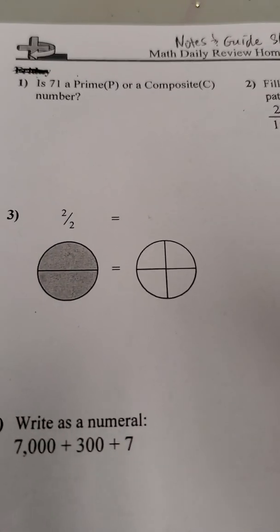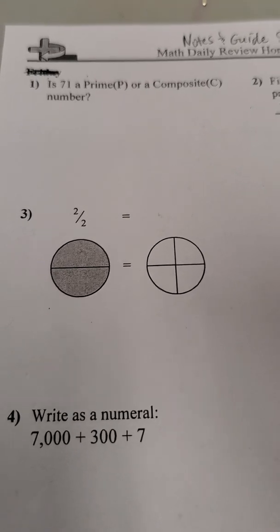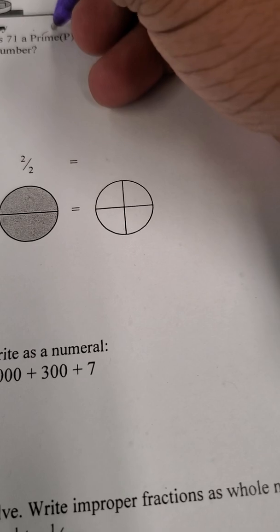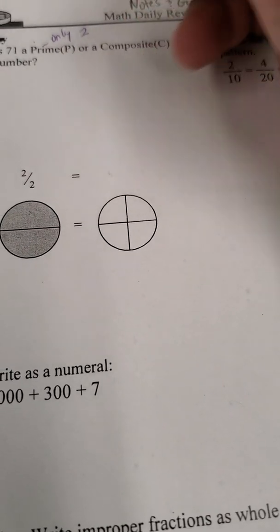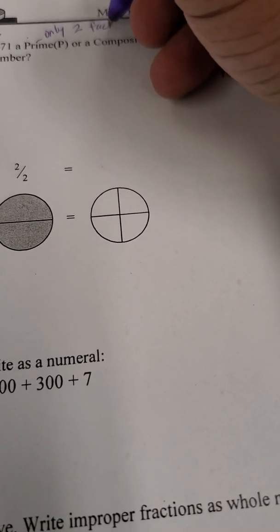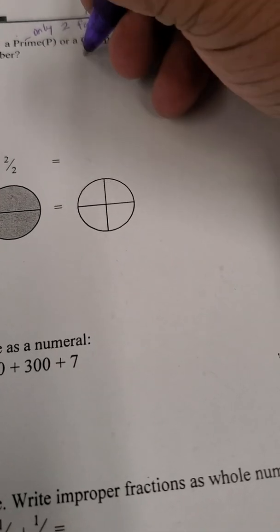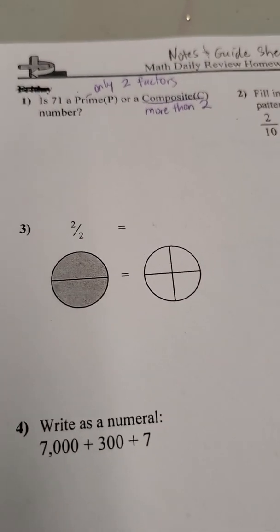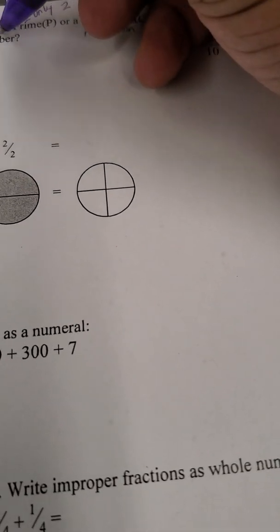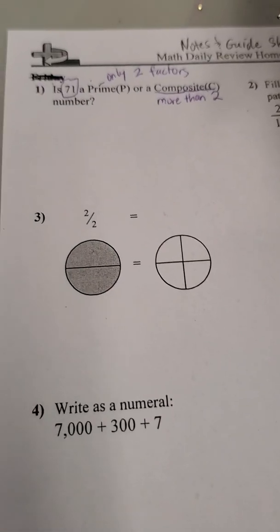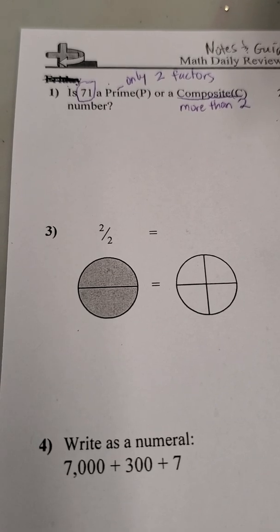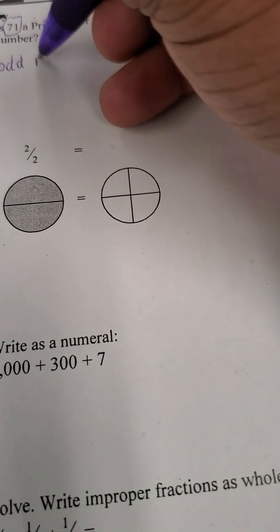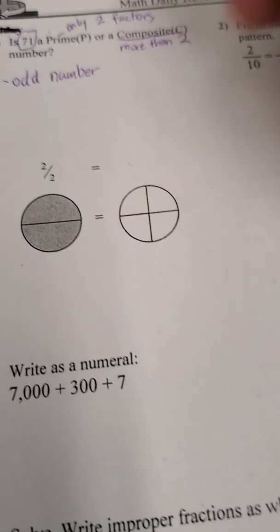Number one is asking about prime and composite numbers. What you need to remember is that prime numbers have only two factors, and composite numbers have more than two, so three or more. So 71 is an odd number. With odd numbers, only odd factors work, so we don't need to try even factors.